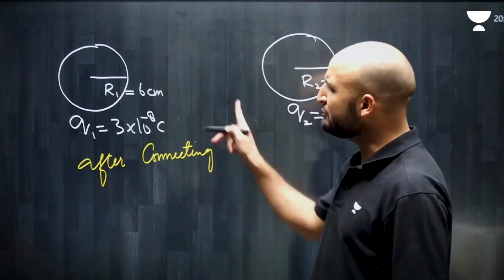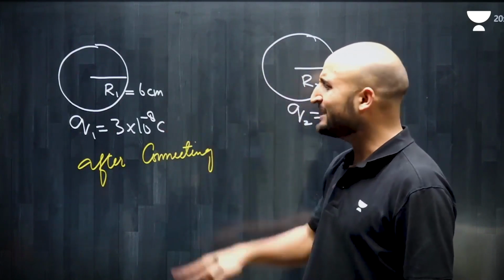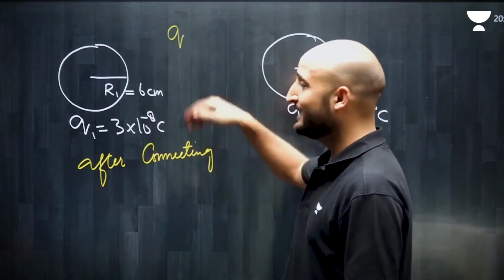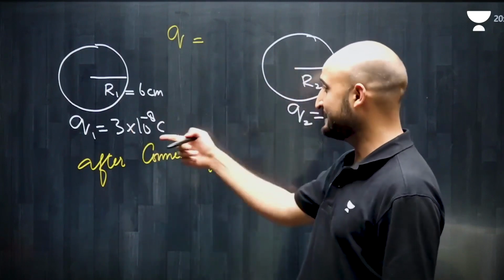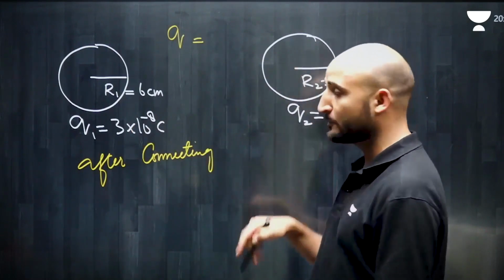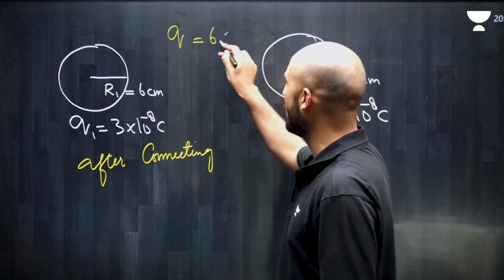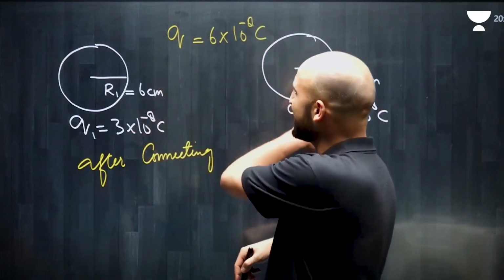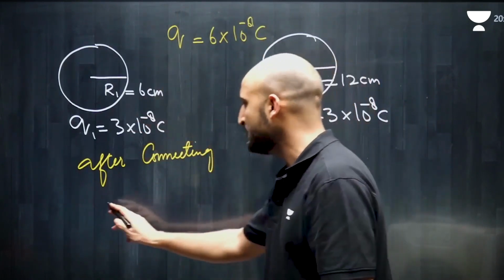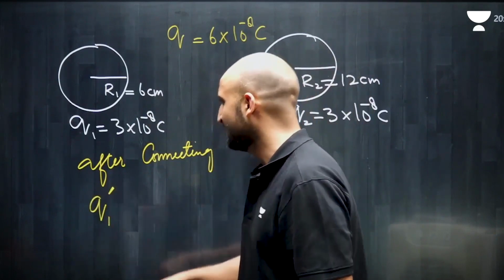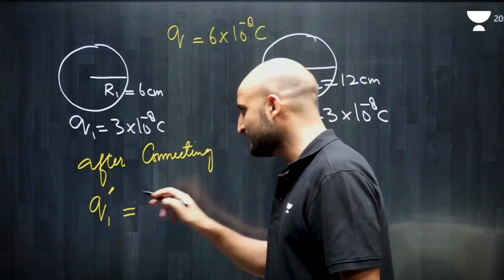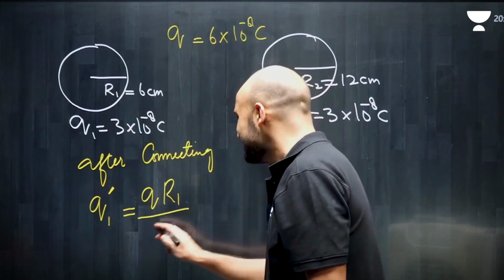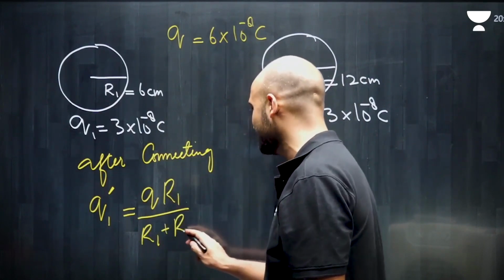Before you connect them, what's the total charge on the two spheres? Obviously, Q is equal to Q1 plus Q2, that's 3 cross 10 power minus 8 plus 3 cross 10 power minus 8. So the total charge will be 6 cross 10 power minus 8 coulomb. Let me first find the final charge on both conductors. Let me find Q1 prime, the final charge on this conductor. That will be equal to total charge Q into the radius of that sphere R1, divided by the sum of the two radii, R1 plus R2.